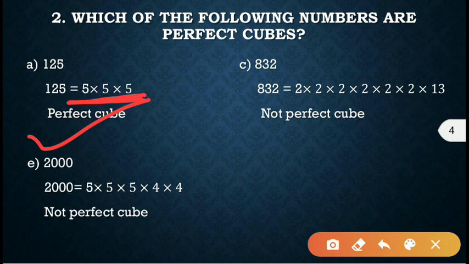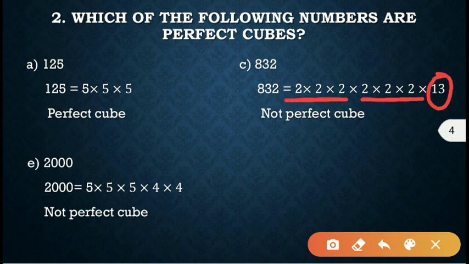This means this is a perfect cube. Next, 832. When you do a prime factorization of 832, you will get this. Now start making the pairs. 2 into 2 into 2, this is one group of three. 2 into 2 into 2, this is another group.